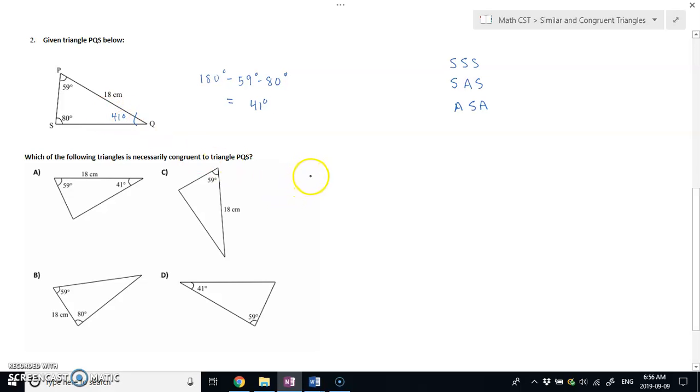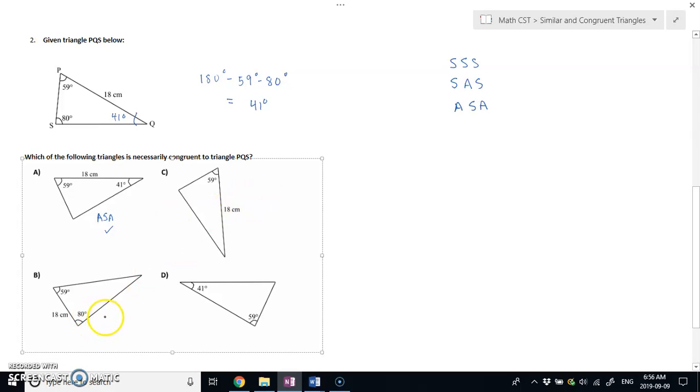Which is great. Now I notice that I have this triangle here, which has 41 degrees, an 18, and a 59 degrees. I actually notice that this follows rule ASA, an angle, then a side, then an angle, and it does follow that it is the same 41, then 18, then 59. So this one could be our right answer. So I'm going to put a little check mark.